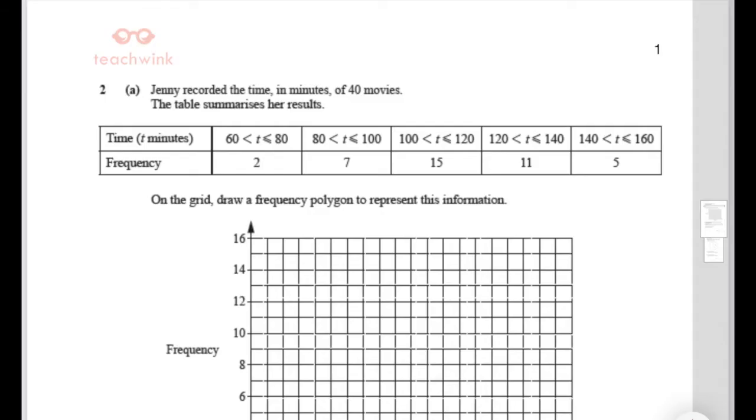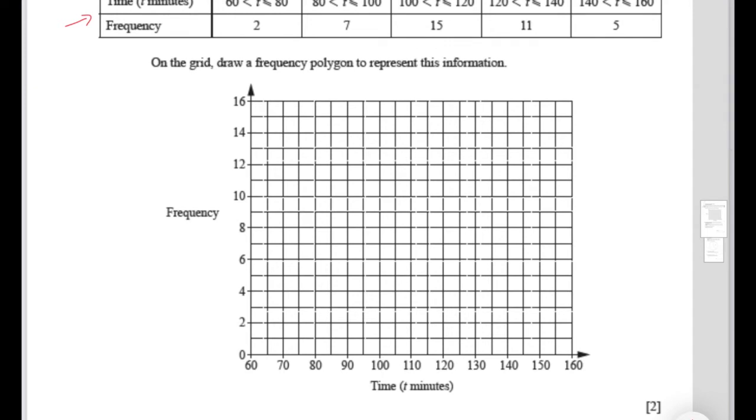Let's start. The question reads, Jenny recorded the time in minutes of 40 movies. The table summarizes her results. Then they've given us the time and frequency in this table. On the grid, draw a frequency polygon to represent this information.